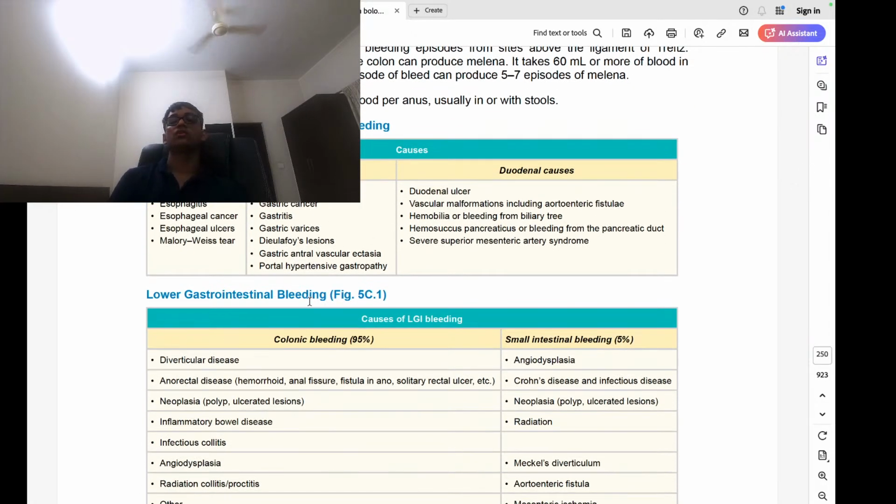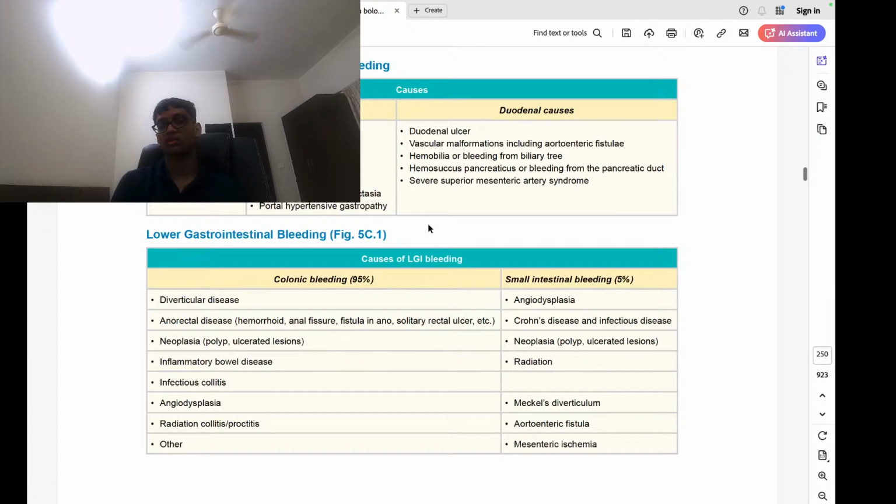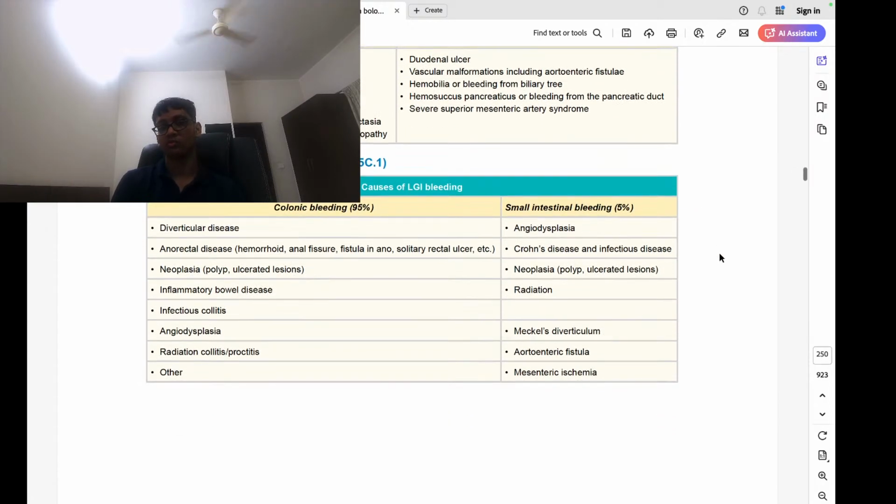Okay, so causes: esophageal causes, gastric causes, and duodenal causes. Esophageal: varices, esophagitis, cancer, ulcer, and Mallory-Weiss tear. This is due to coughing, sneezing or vomiting without the glottis opening. Gastric causes: ulcer, cancer, varices, Dieulafoy lesion, gastric antral vascular ectasia, hypertensive gastropathy. Duodenal: cancer, ulcer, vascular malformation, aortoenteric fistula, hemobilia, bleeding from the biliary tract, hemosuccus pancreaticus, or bleeding from the pancreatic duct, and severe superior mesenteric artery syndrome.